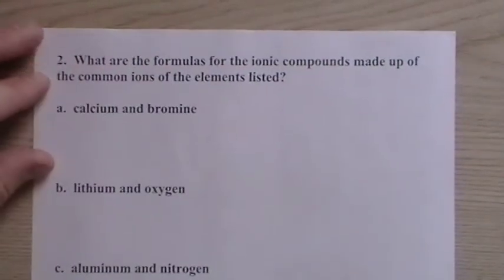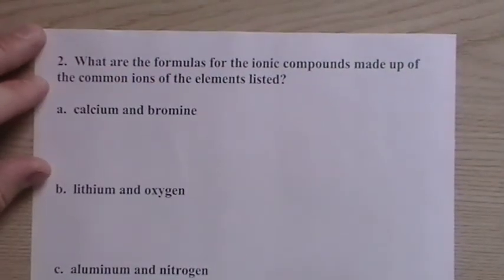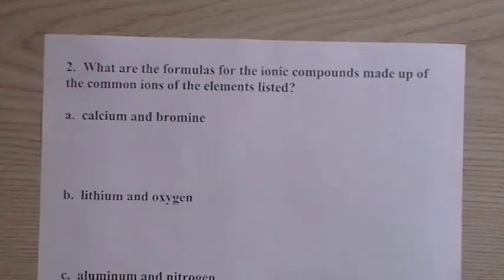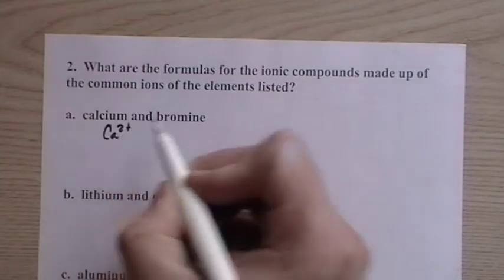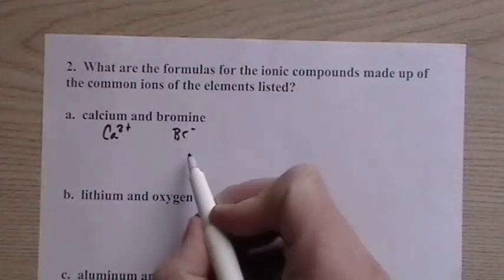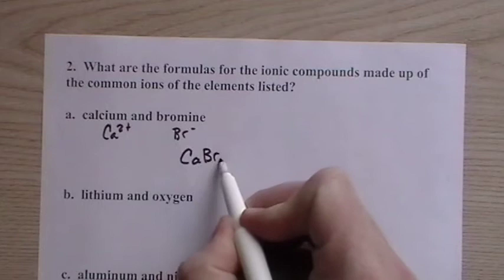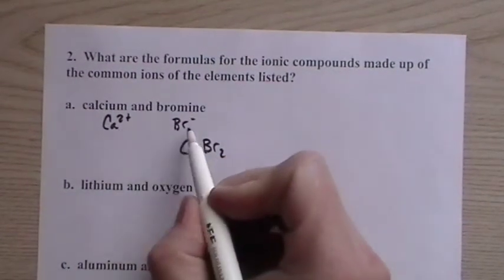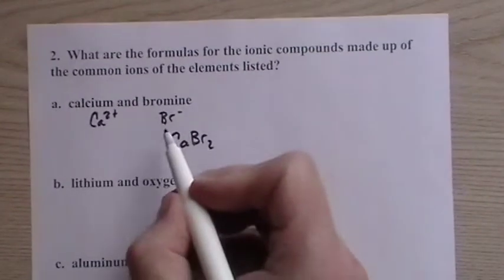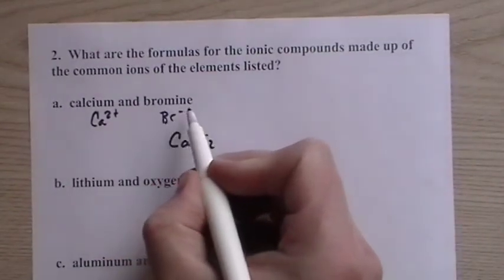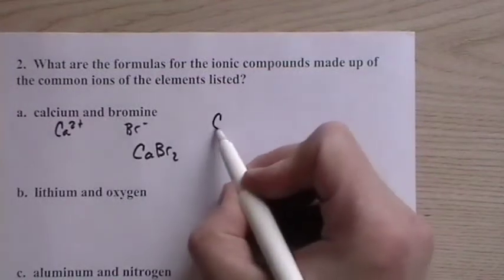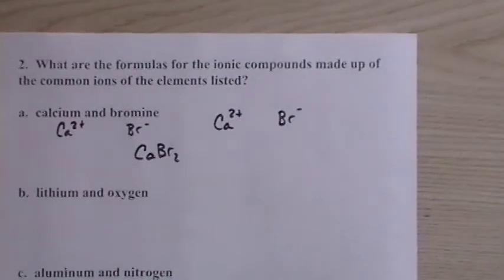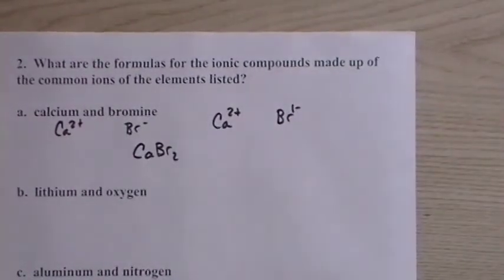What are the formulas for the ionic compounds made up of the common ions of the elements listed? If you had an ionic compound made of calcium and bromine, calcium is +2, bromine is -1. To balance those ions, we need two bromines, because it's a +2, -1. We want to get past the crisscross method, but let's mention it anyway because it's mentioned in earlier classes. This would be -1.